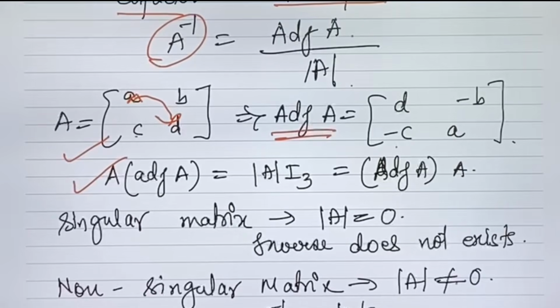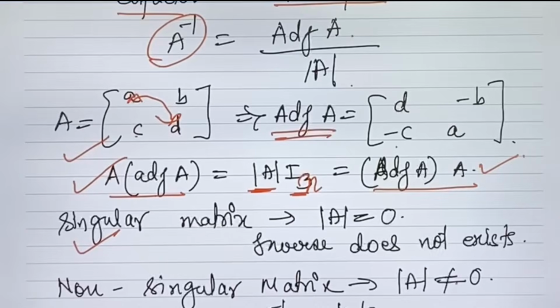The next property, A into adjoint of A is equal to det of A into I3. You can write it as n because it can be a 2 into 2, 3 into 3, 4 into 4, whatever. So this is the formula that you have to use in the question.